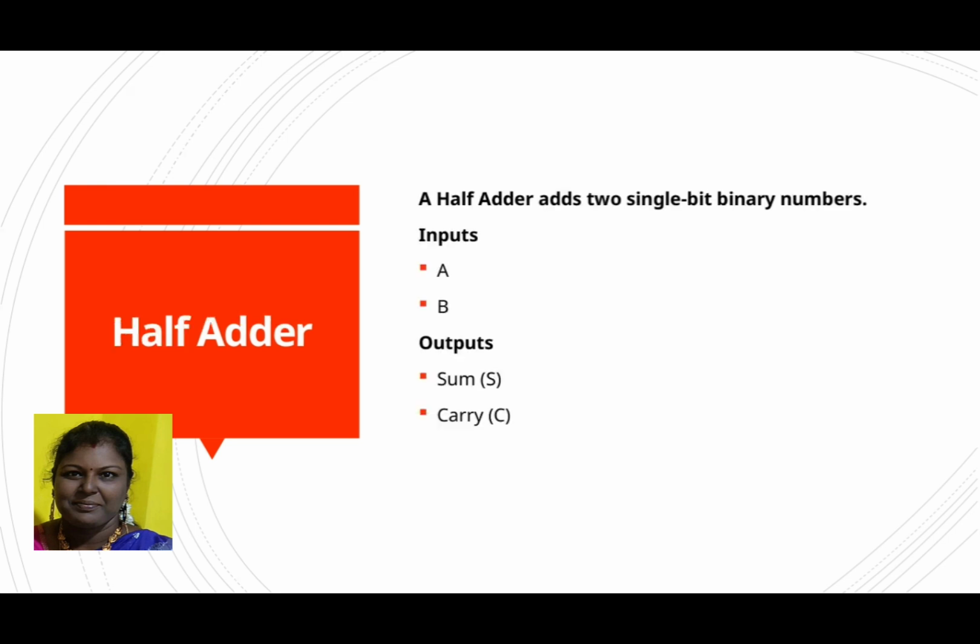Let's talk about the half adder, a simple but crucial building block in digital circuits. It adds two single-bit binary numbers, which we call inputs A and B. From these, it produces two outputs, the sum, labeled S, and the carry, labeled C. The sum tells us the result of adding the bits, while the carry indicates if there's an overflow to the next bit. This basic operation underpins how computers do arithmetic at the most fundamental level.